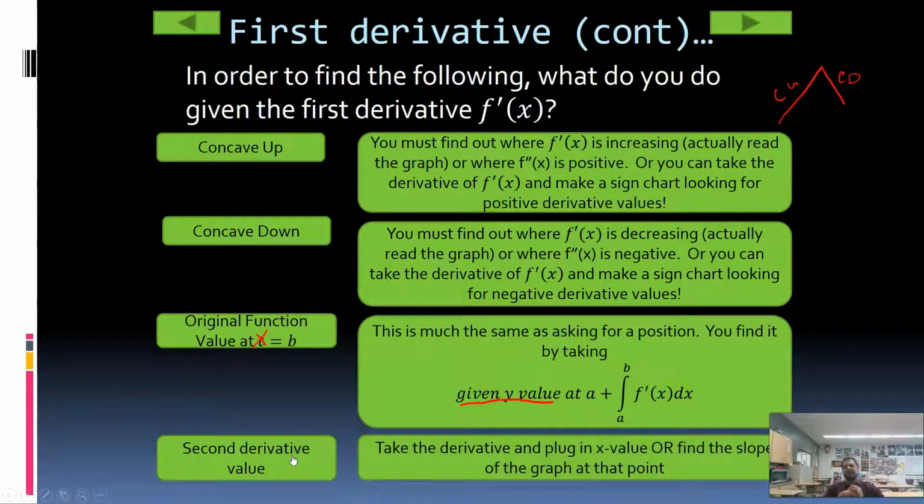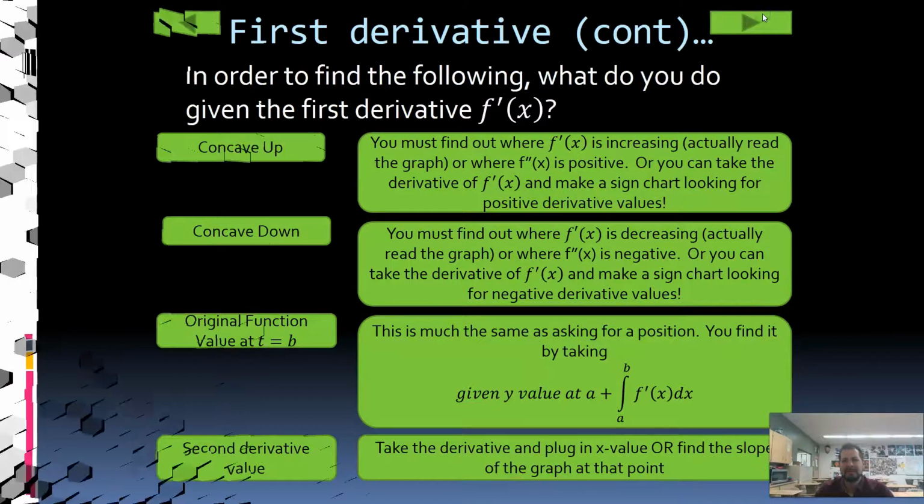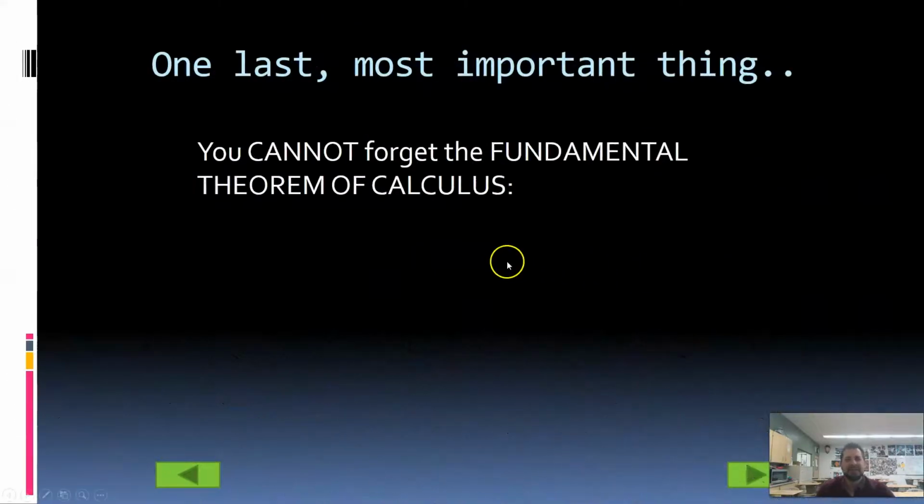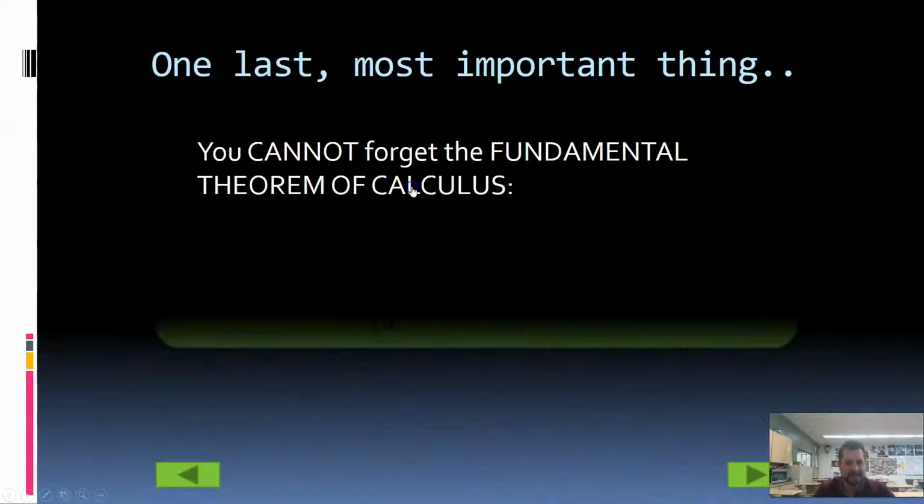If I'm looking for the second derivative value, and we've talked about this briefly, if I have the first derivative, what I'm basically going to do if I have a graph is find the slope of the graph at that point. Now, a lot of this, you're probably saying, okay, I can do that. All of those things sort of make sense. I get it. The problem lies when we actually, and there is one more thing. I don't want to skip this.